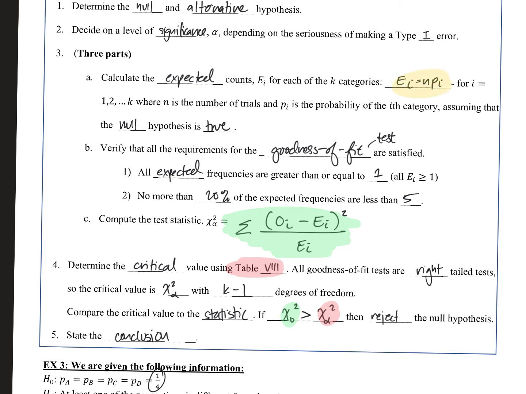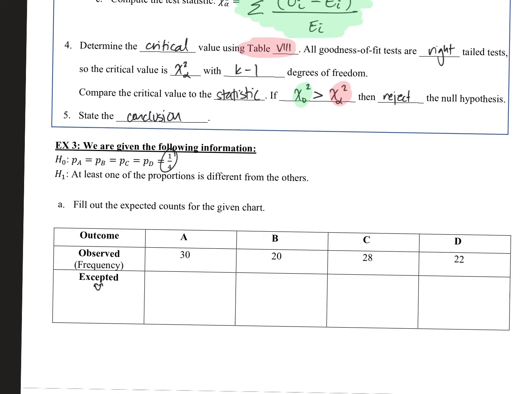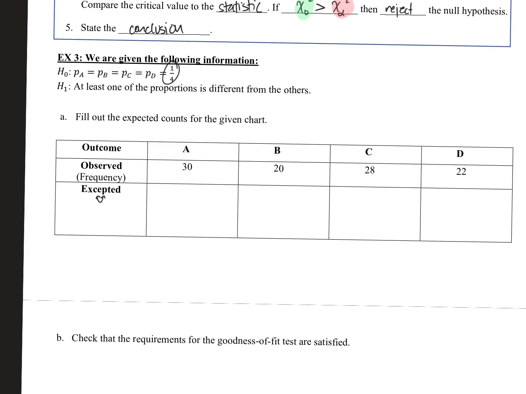Right there. E sub i is going to equal n times p sub i, where p sub i is the probability of the ith category, assuming what? The null hypothesis is true. So we're going to assume the null hypothesis is true. So since we're assuming it's true, the probability we're using is going to be the 1/4.